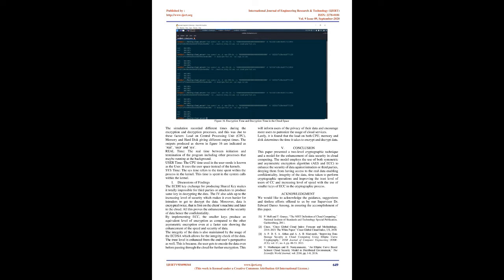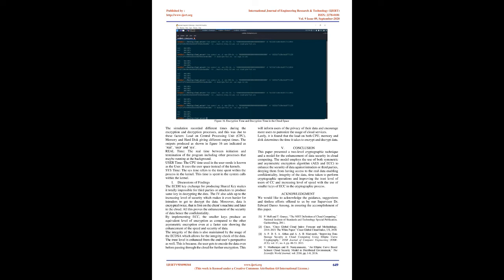Calculation of the encryption and decryption time. The encryption and decryption time are the time it takes to encrypt and decrypt data in the cloud respectively. Encryption time and decryption time in the cloud space. The simulation recorded different times during the encryption and decryption processes, and this was due to these factors: load on the central processing unit, CPU, memory, and hard disk giving different output times.